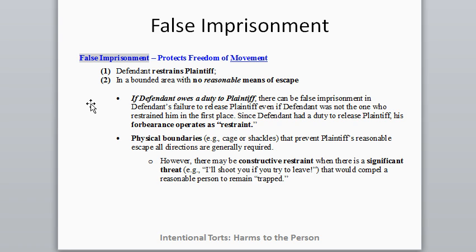So if I was a student at the school and the gym teacher has a duty to protect his students, he has to release me. So if he were to continue walking, his forbearance would operate as a restraint.